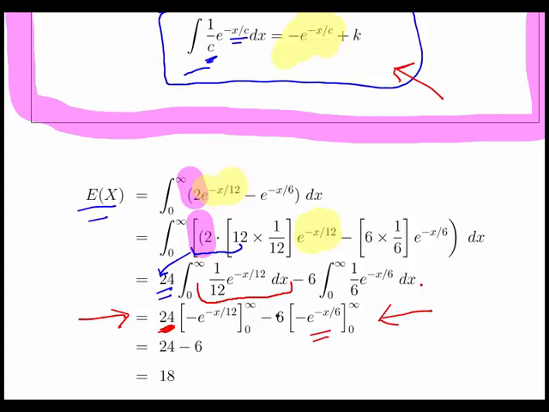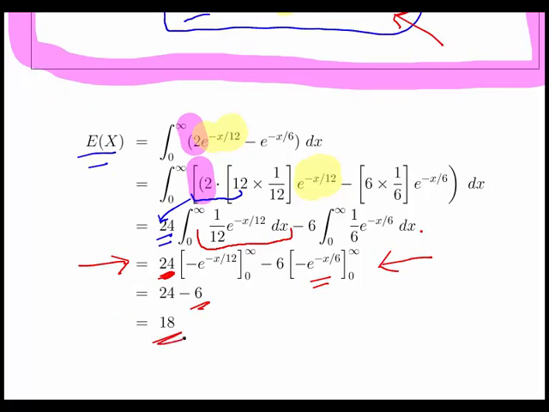Plus 1. Okay, 0 minus 1. So it's minus 6 times 1, and we get 6. So anyway, the expected value works out to be 18.